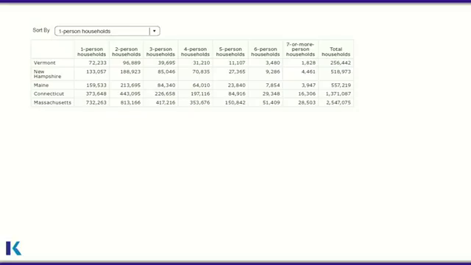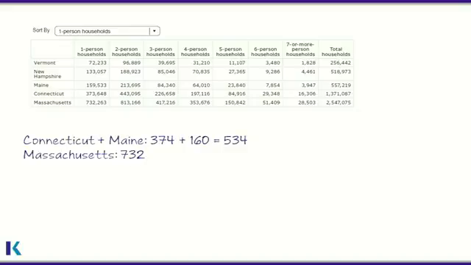For the one-person households, is 732,263 greater than the sum of 373,648 and 159,533? Again, use estimation here. 374,000 plus 160,000 equals 534,000. So Massachusetts definitely has more for this category. Do the same thing for all the other categories.